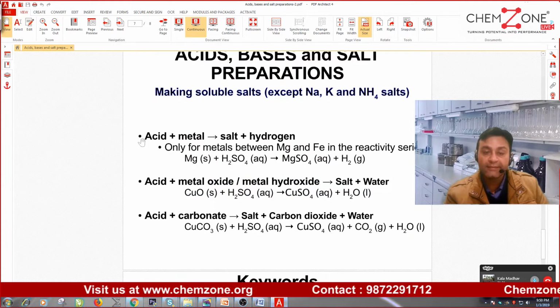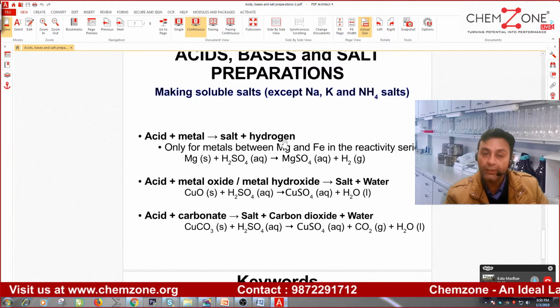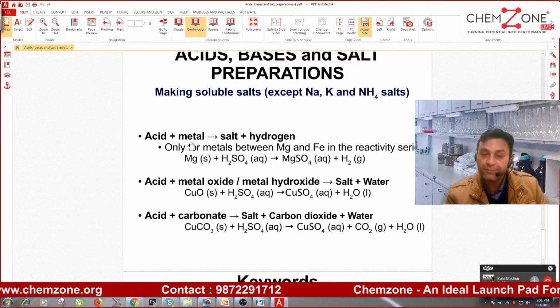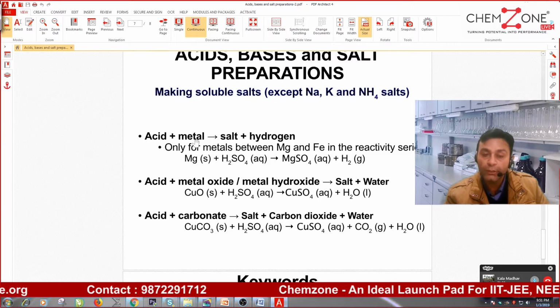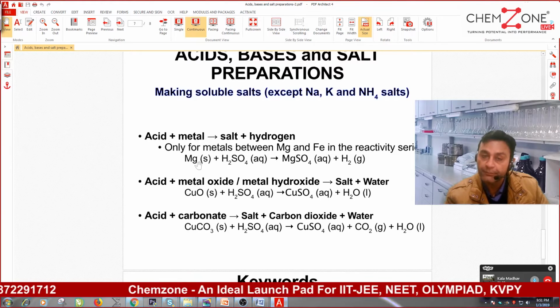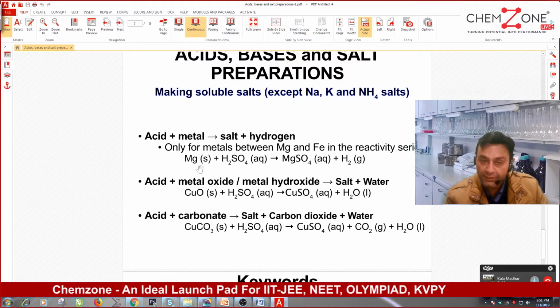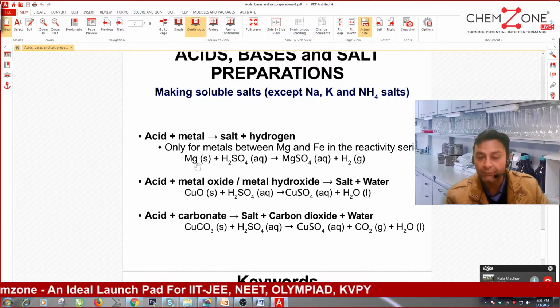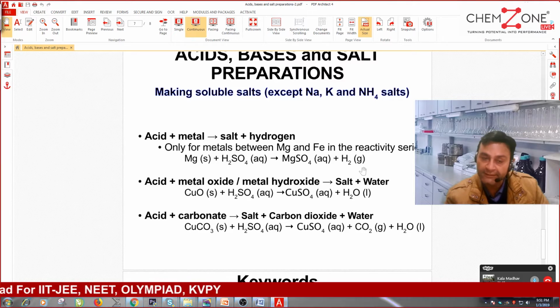Now, acid and a metal, they form salt and hydrogen. But which metal? Only those metals which are above hydrogen in the reactivity series. Like magnesium with sulfuric acid, it forms magnesium sulfate and hydrogen gas.